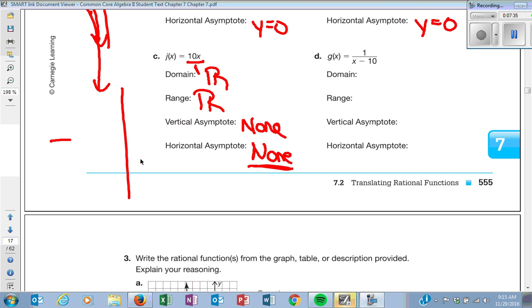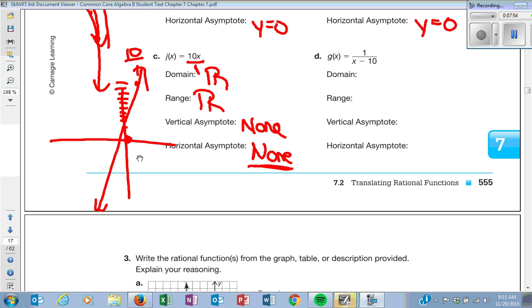This, in fact, is a linear equation, 10x plus 0. So it would be 0, 0, and then my rise would be 10 over run. So I'd go up 10, 1, 2, 3, 4, 5, 6, 7, 8, 9, 10, and over 1. And so my graph would look something like that.